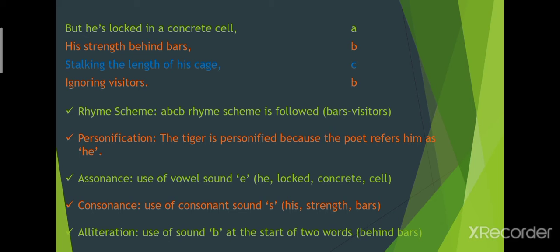And coming to the next poetic device, it is personification. Personification is nothing but personifying any object or an animal with the qualities of a human being. So here the tiger is personified as a human being. That's the reason the poet had referred to him as he throughout the poem. Even in this particular stanza, it was mentioned as him, his, like that. And the next two poetic devices used in this stanza are assonance and consonance.